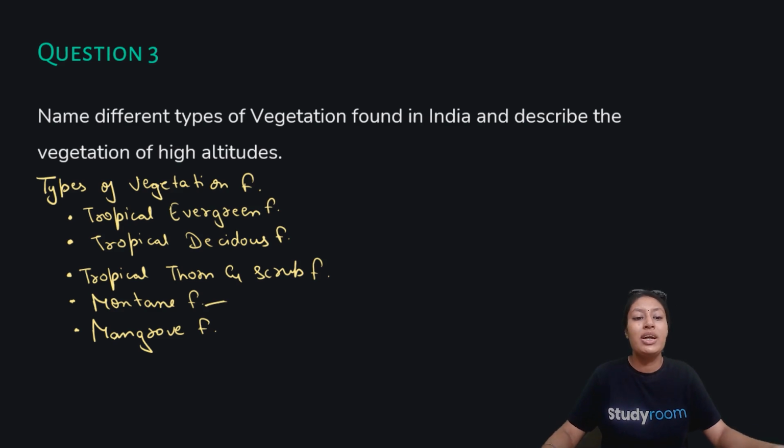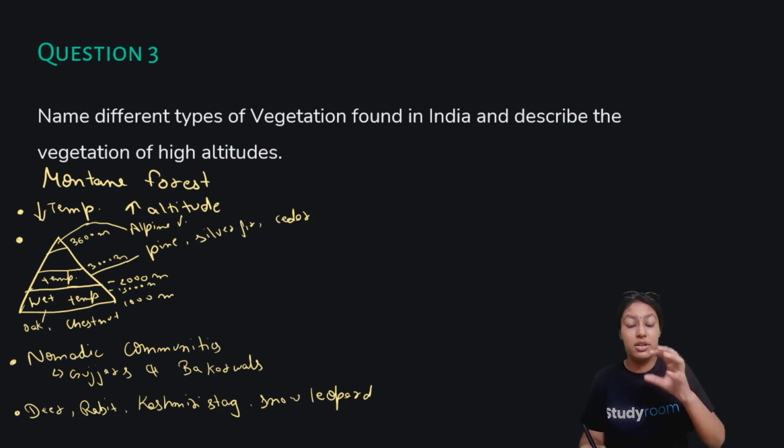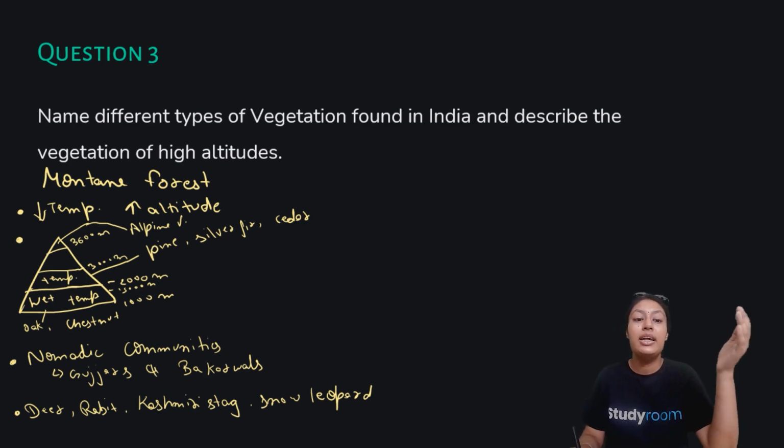Let's see some points in detail regarding the mountain forest. As the name suggests, mountain forests are the forests of mountains where the temperature decreases as the altitude, meaning the height, increases. So we have further divided them. First we have wet temperate forest. Wet temperate forests are at a height of 1,000 to 2,000 meters, and the trees that usually grow here require little moisture. We find oak and chestnut trees here.